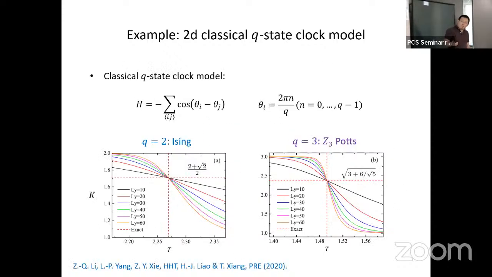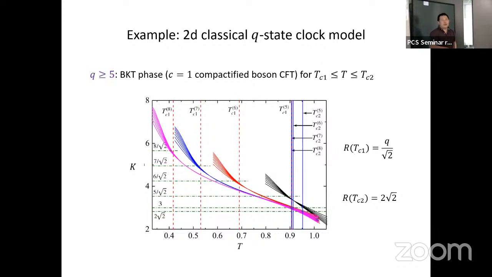And of course, I also want to show a more complicated case where the model cannot be solved exactly. So let's say you just take the same model, but with larger Q. Q equal to 4 is not that interesting because it's equivalent to two copies of the Ising model. But if Q is larger than or equal to 5, then it's actually interesting because at an intermediate temperature range, there is a BKT phase or critical phase where the correlation function decays algebraically. It is expected to have two BKT transitions, and in this region it's described by the so-called c equal to 1 compactified boson CFT, but the boson radius depends on the microscopic parameter T. And actually we don't know the exact solution for this compactification radius.